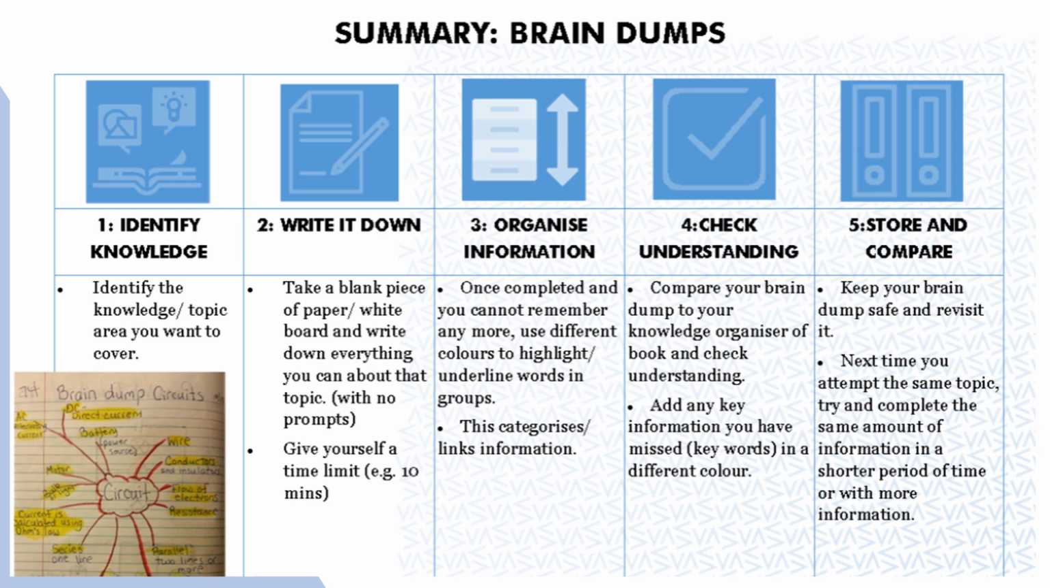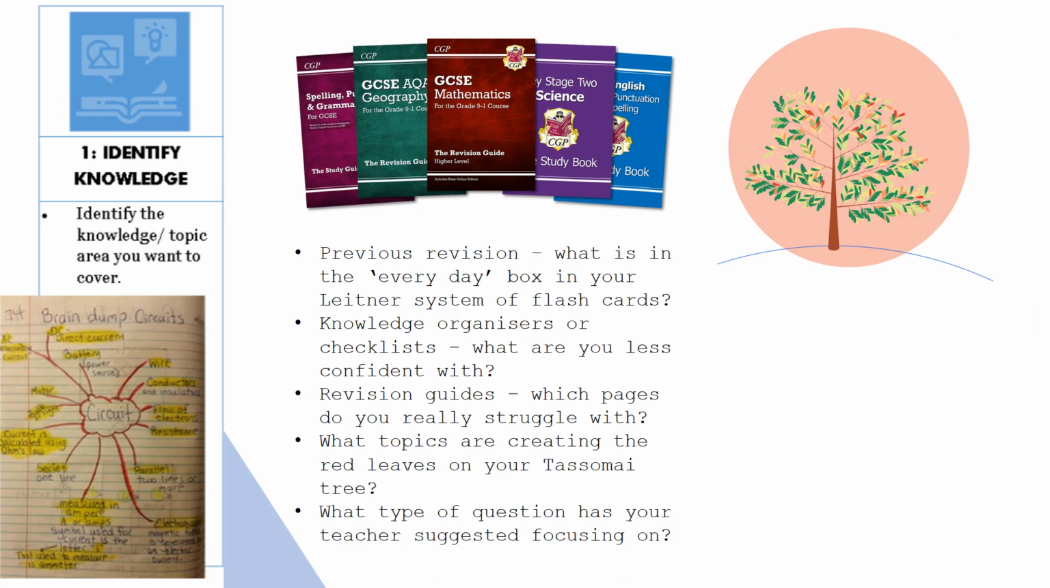So break down into your 5 steps. Step 1, identify your knowledge. Step 2, write it down. Step 3, organise that information. Step 4 is check understanding. And step 5, store and compare. We're going to go through that in a little bit more detail to help you understand each step more clearly, and then hopefully you can have a go.